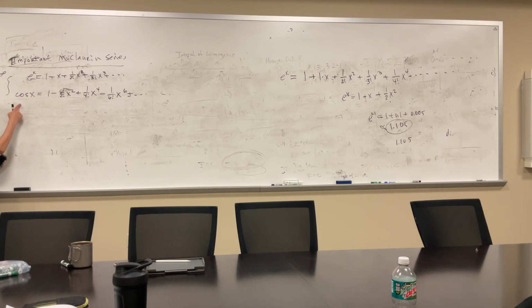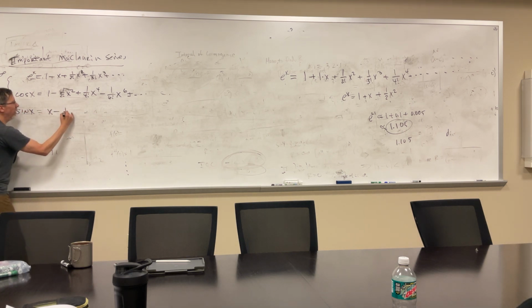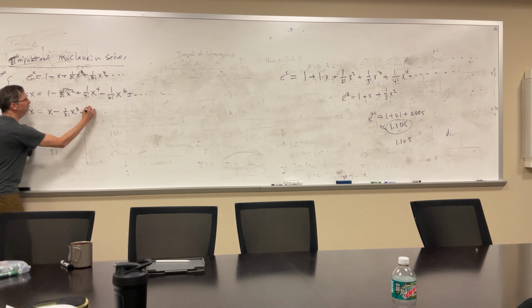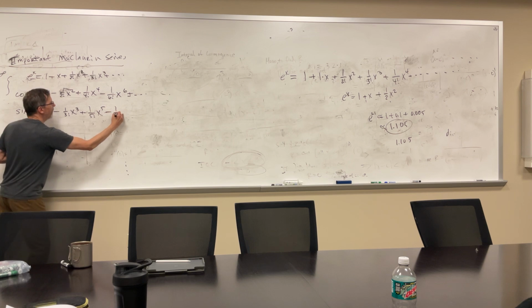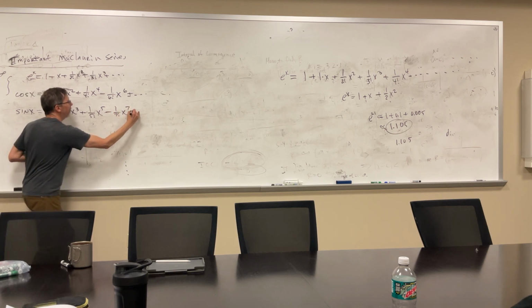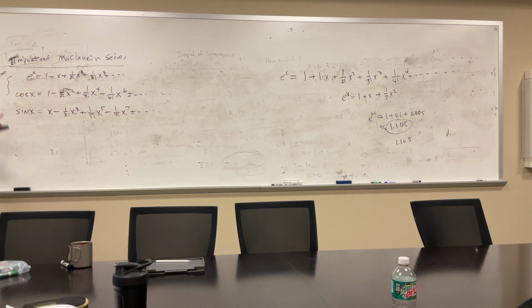To find the series for sine, I could just differentiate this and make sure I take care of the minuses, but I'll give you sine. Sine is x minus 1 over 3 factorial x cubed plus 1 over 5 factorial x to the 5th, we'll do one more, minus 1 over 7 factorial x to the 7th, plus minus ever more. It's like the odd powers from e with alternation.